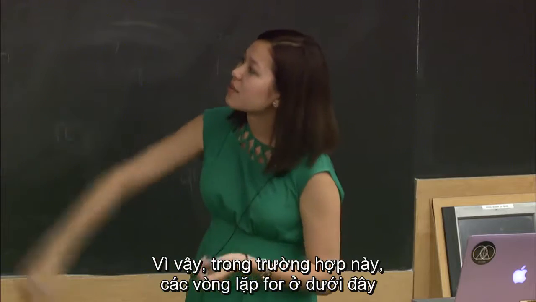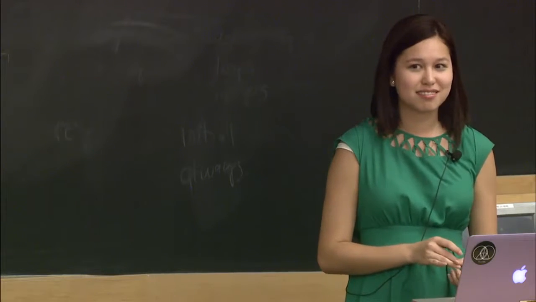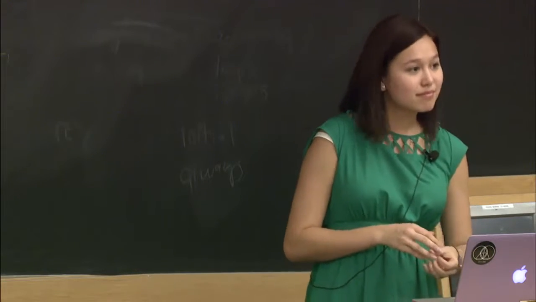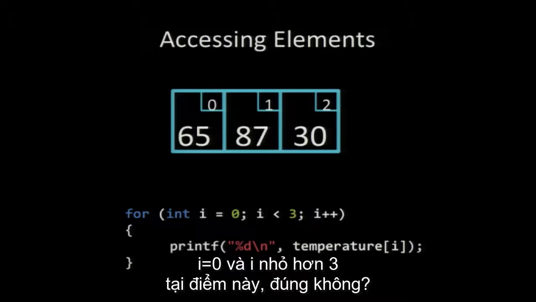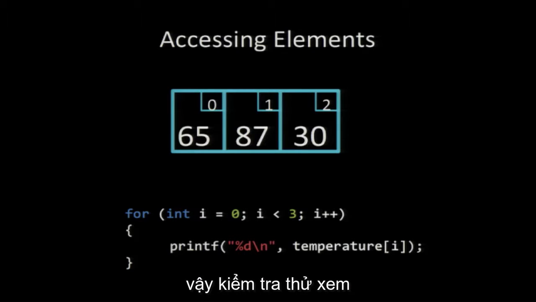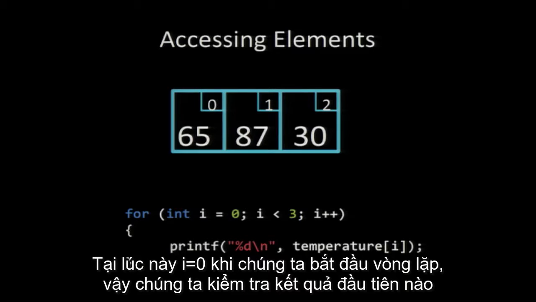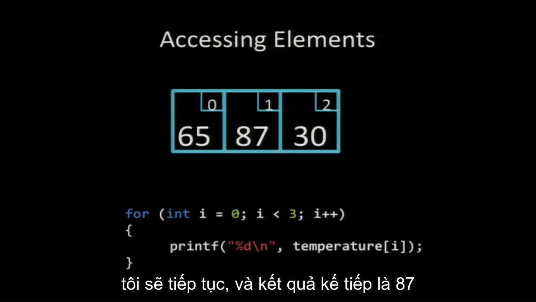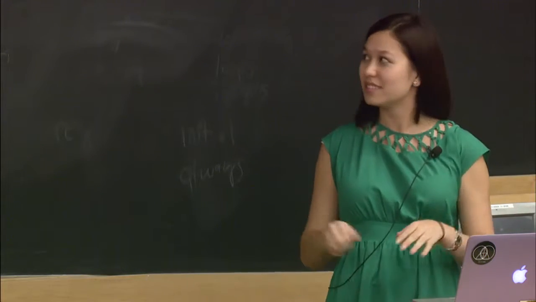So in this case, the for loop down here at the bottom, anyone know what it's doing? What it would print out? It's going to print out each of the integers. Exactly, it's just iterating through. We can walk through the code quickly. I is equal to 0. I is less than 3 at this point, right? So that checks out. And we say, OK, printf whatever is in temperature I. I is 0 when we first iterate, so we go to this first spot, and 65 is the number we want to print out. It'll print out 65, and then do a new line. I will update. So it prints 87, updates again, and it'll print 30. Everyone cool? Awesome.